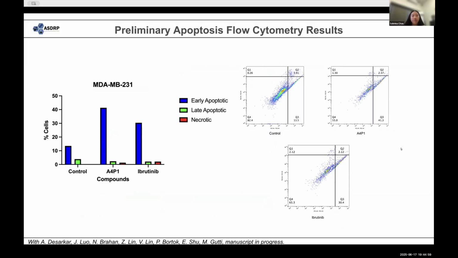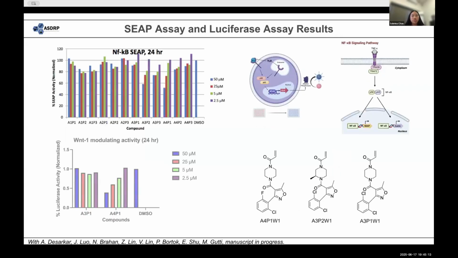In our 231s, we found that A4P1 did have a pretty significant effect on the cells that underwent early apoptosis and was comparable to Ibrutinib in our MTT results. We also tested whether our compounds were inhibitors of NF-kappa B, which is known to be a propagator of tumor survival as well as metastasis, and we found that A3P2 and A4P1 did inhibit NF-kappa B signals compared to the other compounds.